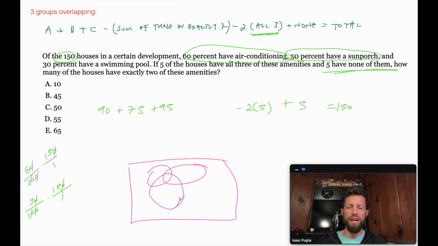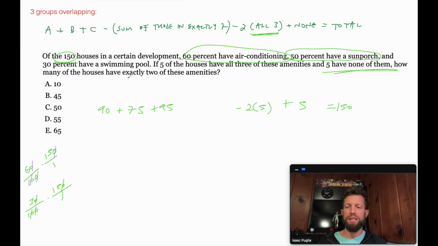In our previous Venn diagram situation, let's say 5 people don't join any of the groups. We still need to count them to get an accurate head count of the total, because if we just ignore them, then we're really only counting 95 people out of 100. But they're not being double or triple counted, so we can just single count them. Okay, and then the question is asking how many of these houses have exactly 2 of these amenities.